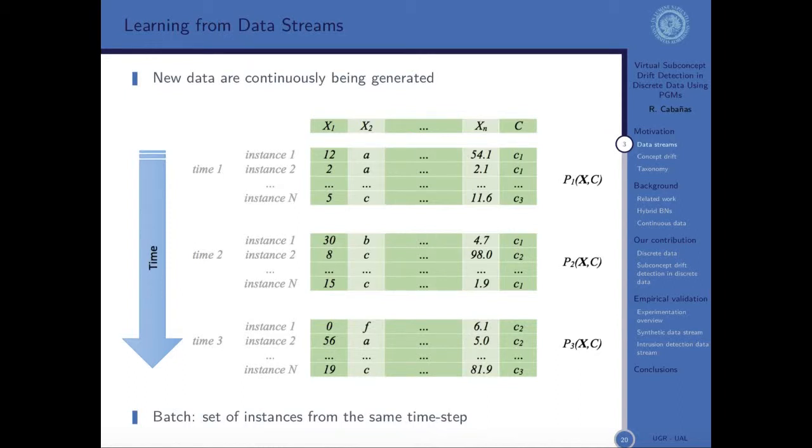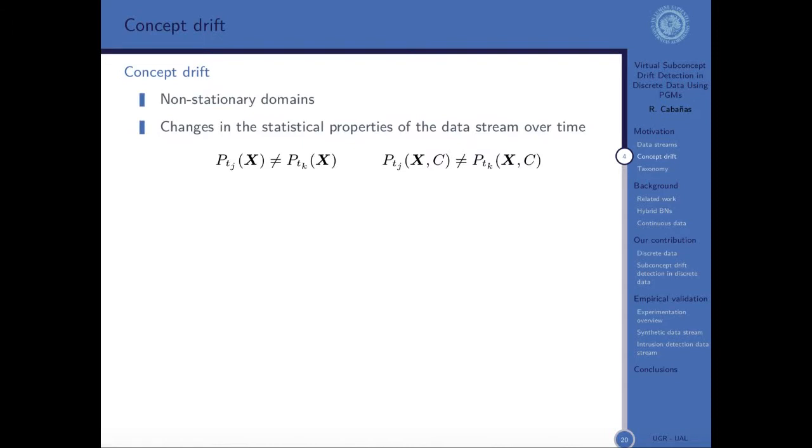When learning from data streams, we will learn our model from the data that is available, that is the current batch. But when a new batch has arrived, we will have to update our model. Note that it could happen that the probability that we learn from a batch may differ from the probability that we learn from the following batch. This phenomenon may usually happen in data streams, as they usually have non-stationary domains. This is usually known as concept drift.